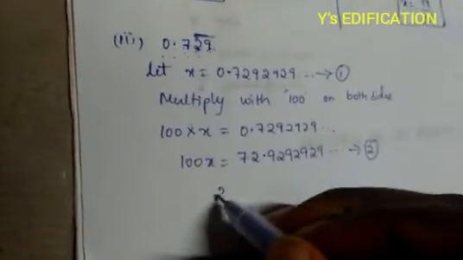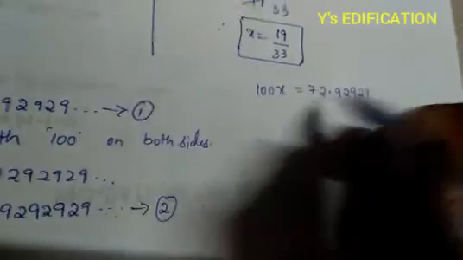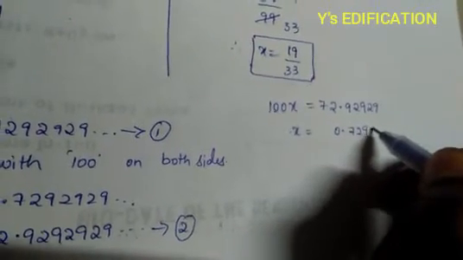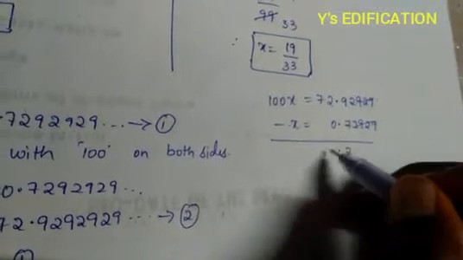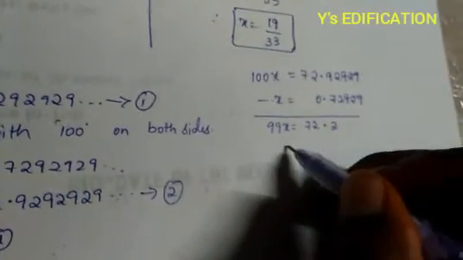What we have to do, equation 2 minus equation 1. That means I'm going to write here 100x is equal to 72.92929, x is equal to 0.72929. Here I am going to cancel all these numbers. 9 minus 7 is 2, 72.2. This is 99x. x is equal to 72.2. I want the x value, 72.2 by 99.